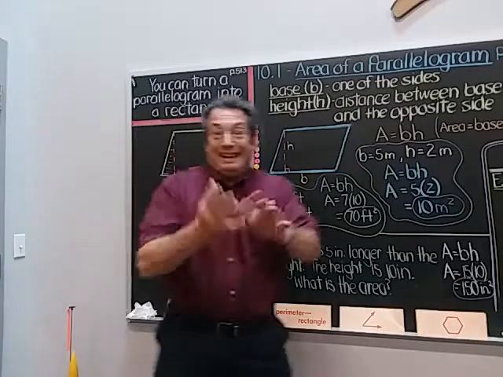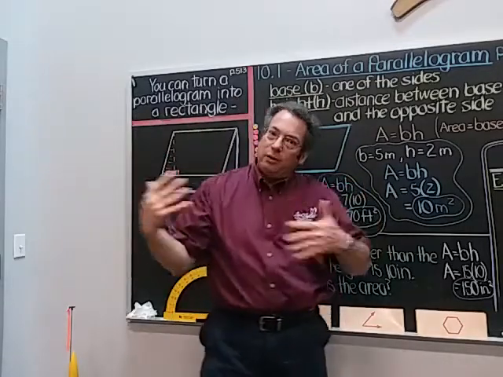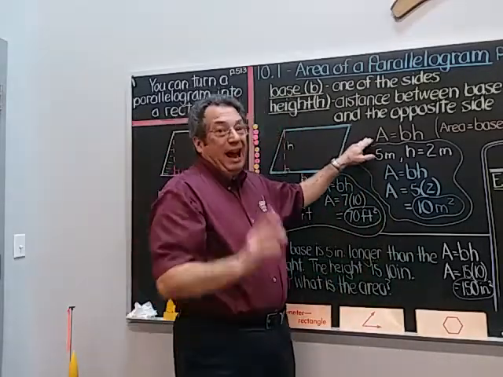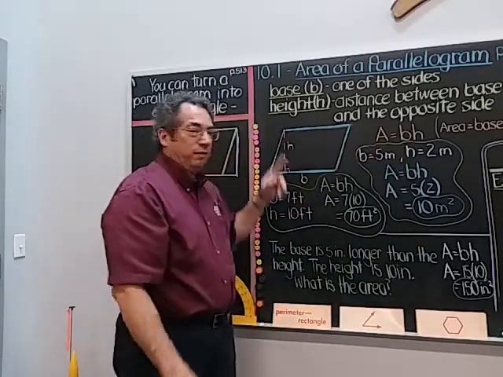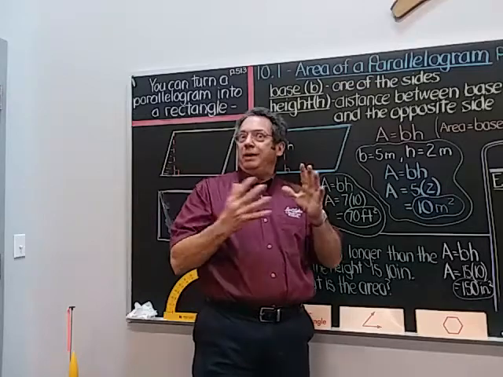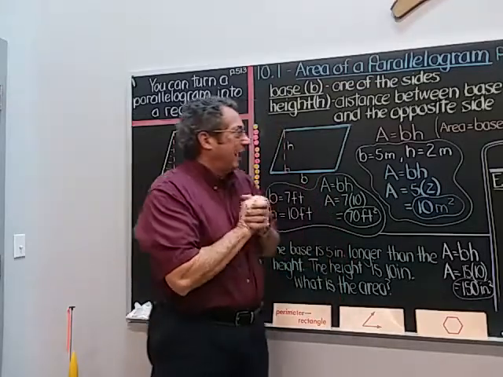Okay, so here's the formula. You need to write this down in your notes. Remember, we have a little notebook. In order to find the area of a parallelogram, area equals the base times the height. The base times the height. And of course, your answer is going to be in square units because we're talking about area here.